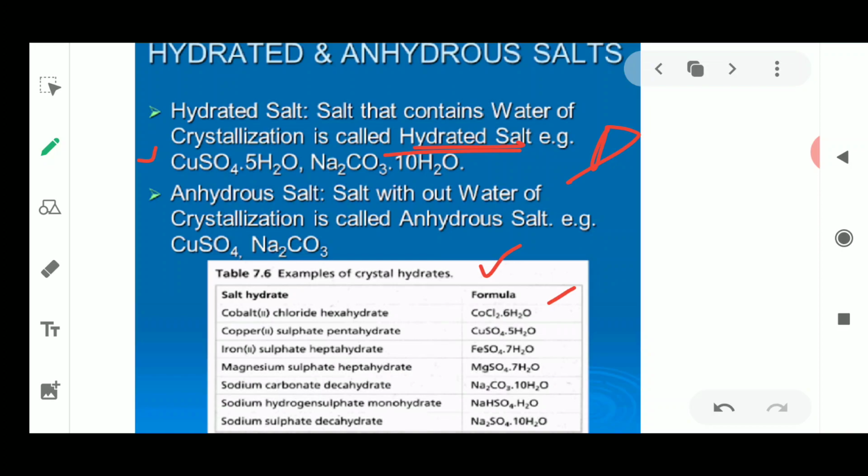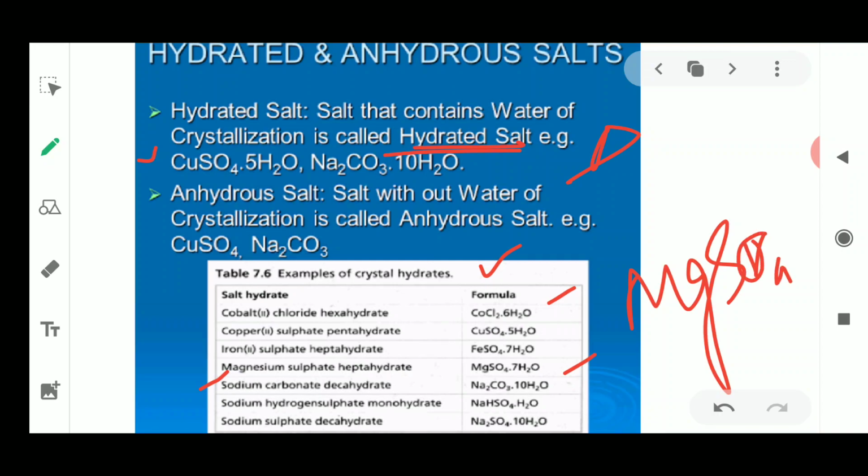Next is magnesium sulfate heptahydrate. Again here also MgSO4.7H2O is there. So 7H2O means they have 7 molecules of water of crystallization, meaning 7 molecules are required to form 1 molecule of MgSO4.